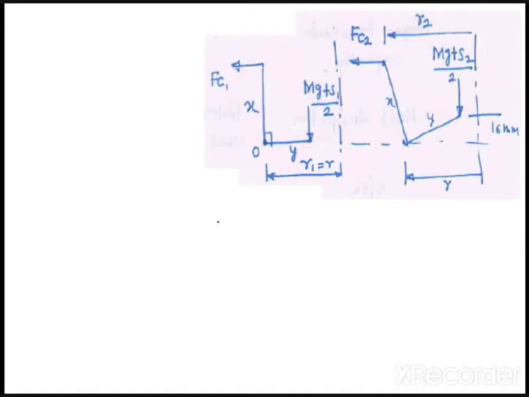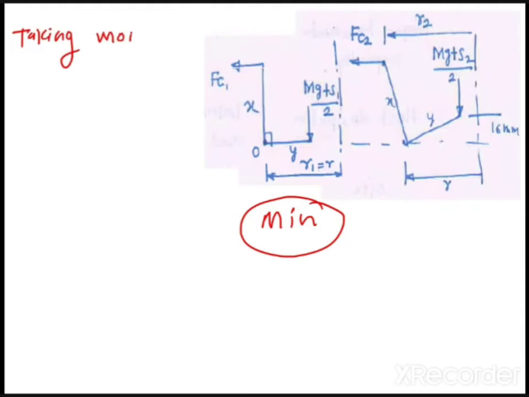Now consider this minimum position. This is the minimum position diagram. Taking moments about point O. Now consider this minimum position diagram, neglecting the obliquity effect.